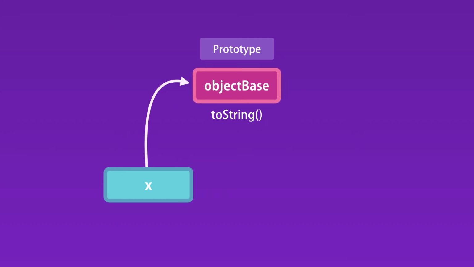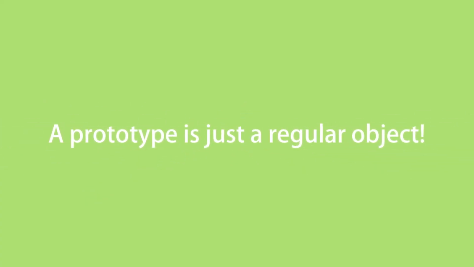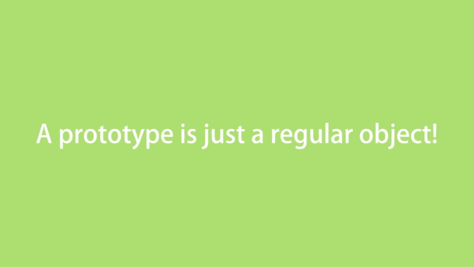So this is prototypical inheritance in action. When accessing a property or a method on an object, the JavaScript engine walks up the prototype chain to find the target member. So once again, I want to emphasize that a prototype is just a regular object in memory. There is nothing special about it. Every object has a prototype or a parent except the root object.